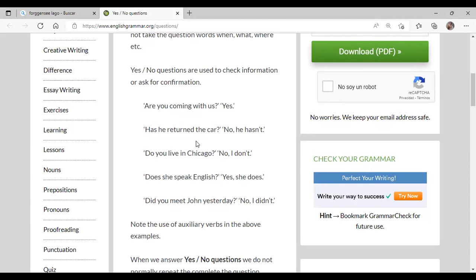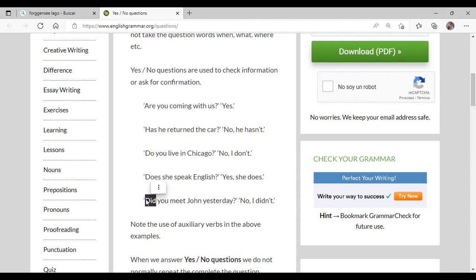So as you can see, all the yes-no questions start with an auxiliary. In the first, the auxiliary is the verb be. In the second is the auxiliary of present perfect. In the third is the auxiliary do of present simple. And then we have the auxiliary does, that is also the auxiliary of present simple for the third person singular, like he, she, or it. And finally, we have a yes-no question with auxiliary for the past tense. Did is the auxiliary for the past tense.